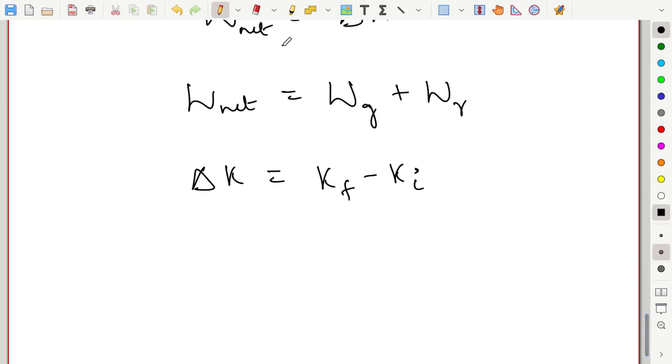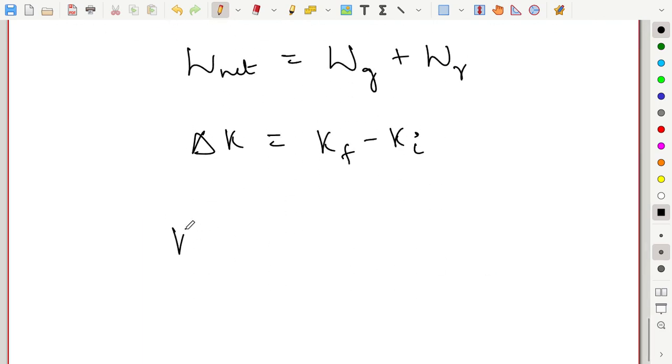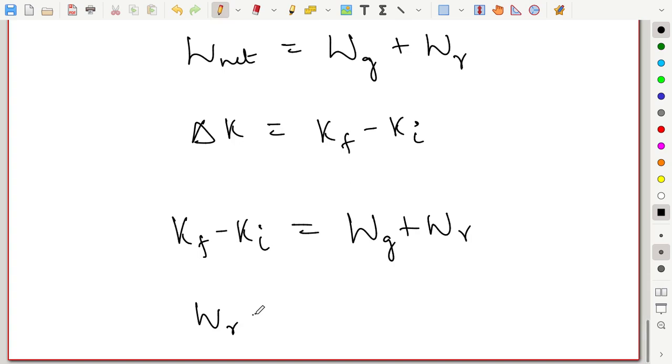If we put both of these values in the work energy theorem, we have Kf minus Ki, the change in kinetic energy, equal to the net work done, that is the work done by the gravitational force and the work done by the resistive force. They are asking to find the work done by the resistive force, which is Kf minus Ki. If we bring this to this side, we will have WG, the work done by the gravitational force, which we have already calculated.